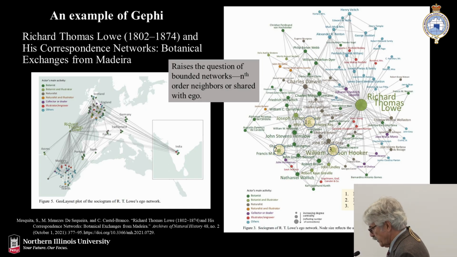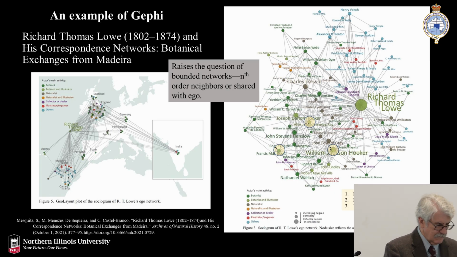So what they did is they looked at one guy, like I do in many instances, Richard Thomas Lowe, who's on the island of Madeira. And these are all the people he was connected to, different types. There's a legend here. He was connected to India. And what I have circled here is where his people connect with my people in North America.